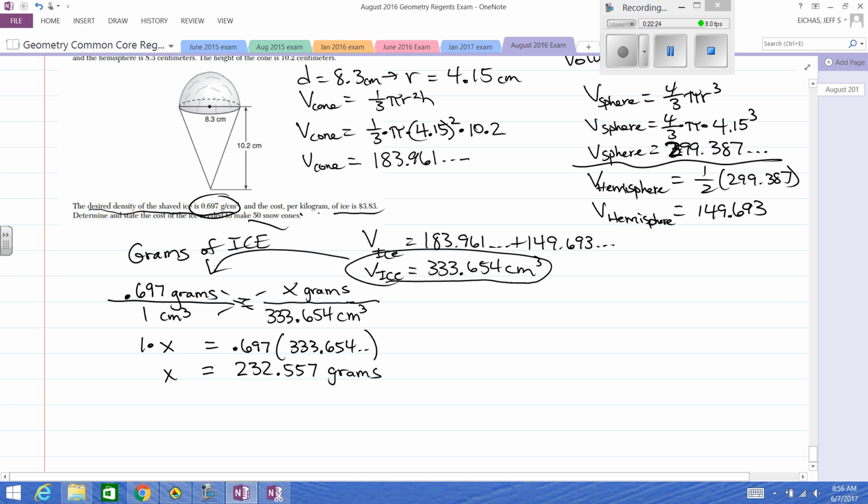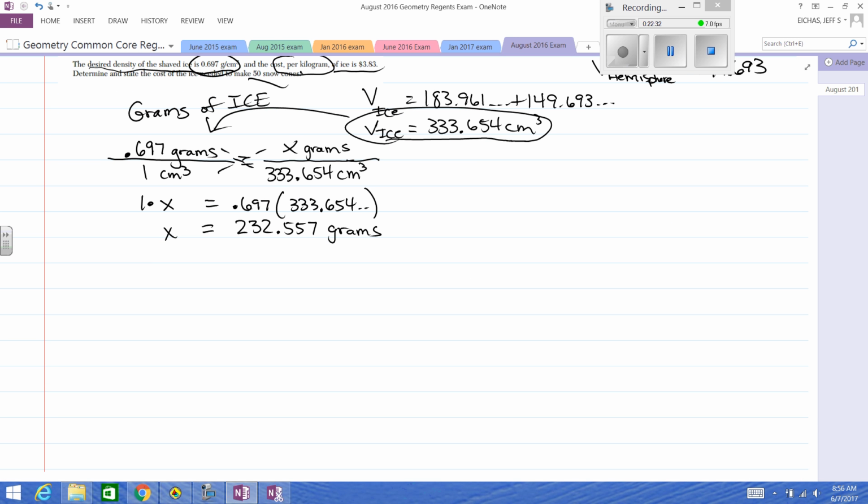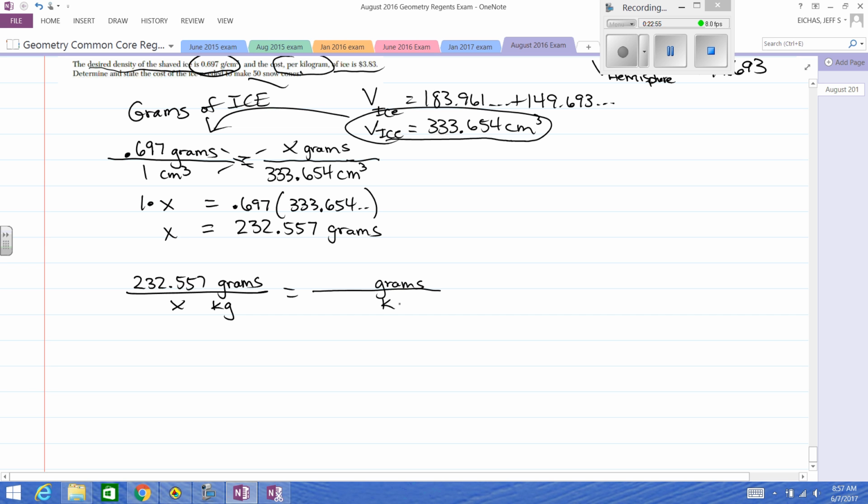But that's no good because our cost is in kilograms. So let's convert that. There's a lot of ways to do this. The science teacher would probably just teach you to move the decimal 3 places, and that works. I'm going to set up a proportion for that. I have 232.557 grams. I don't know how many kilograms that is. Now, how many grams make up a kilogram? What's that ratio? Well, you've got to know this. It's 1,000 grams to 1 kilogram.